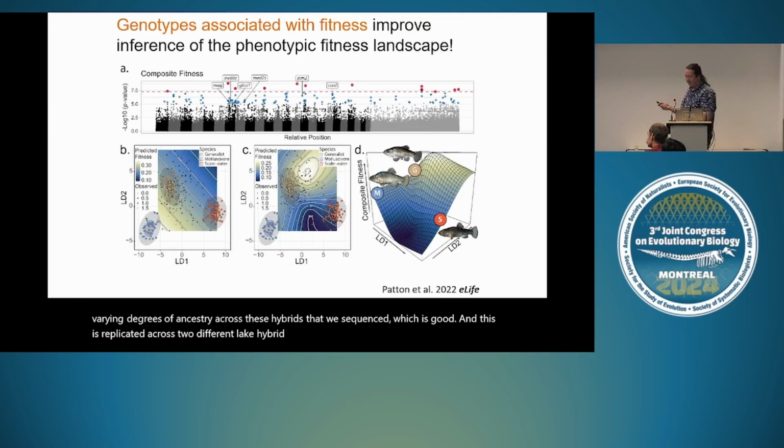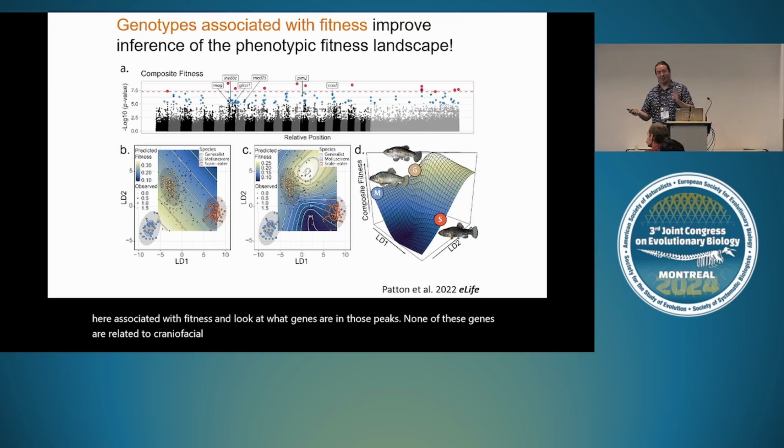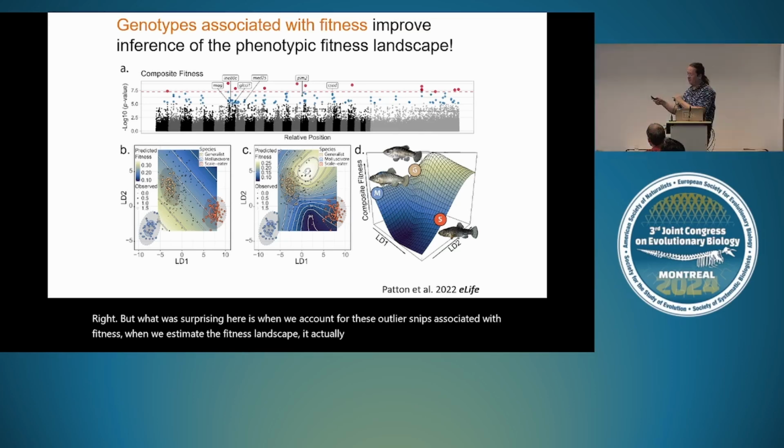And surprisingly, we were actually able to find genome-wide association mapping for fitness. We were able to find peaks here associated with fitness and look at what genes are in those peaks. None of these genes are related to craniofacial development, to my chagrin, right? But what was surprising here is when we account for these outlier SNPs associated with fitness, when we estimate the fitness landscape, it actually improves our resolution of this phenotype fitness map.